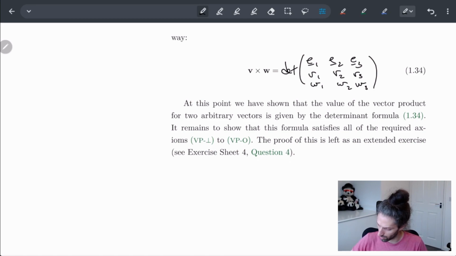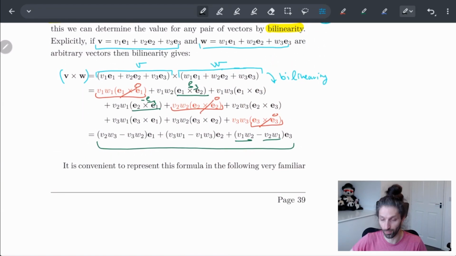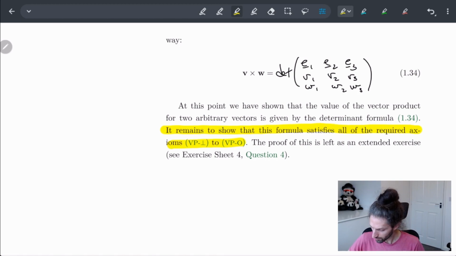So, in other words, we're going to go backwards. If I look at this formula on the bottom, and I say this is precisely the vector product, we want to show that this satisfies all 5 axioms. So we want to show the formula satisfies all the required axioms 1 to 5. And this is left as an exercise.